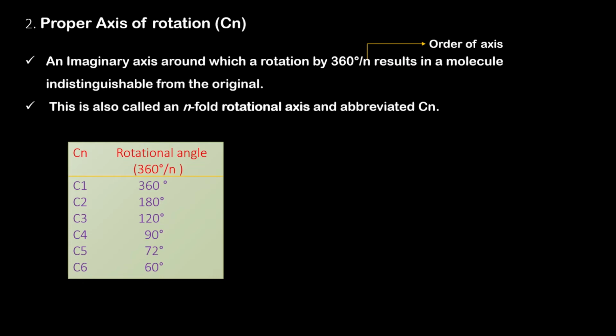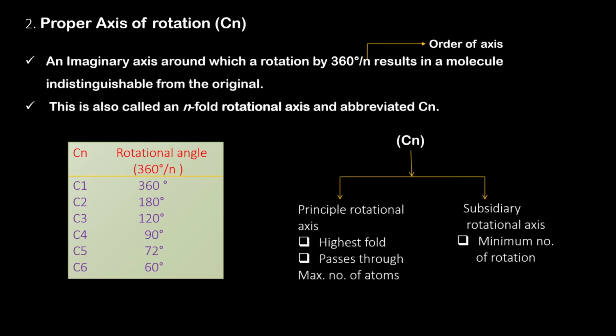The proper axis of rotation Cn is further divided into two rotational axes. First, the principal rotational axis, and second, the subsidiary rotational axis. The principal rotational axis is the highest fold axis and passes through the maximum number of atoms, while the subsidiary rotational axis passes through the minimum number of atoms. Let's take the example of the C2 axis. Here the value of n is equal to 2, so we get a rotation of 180 degrees.